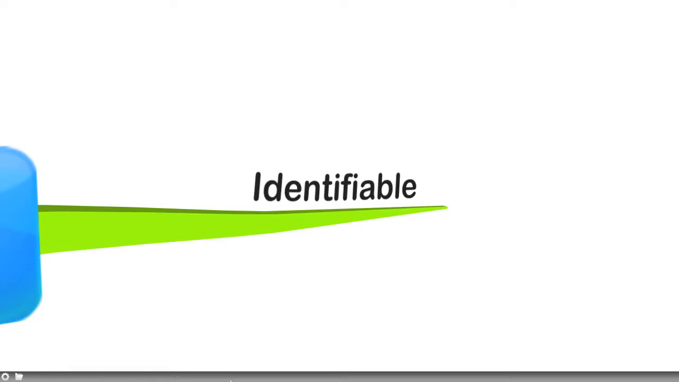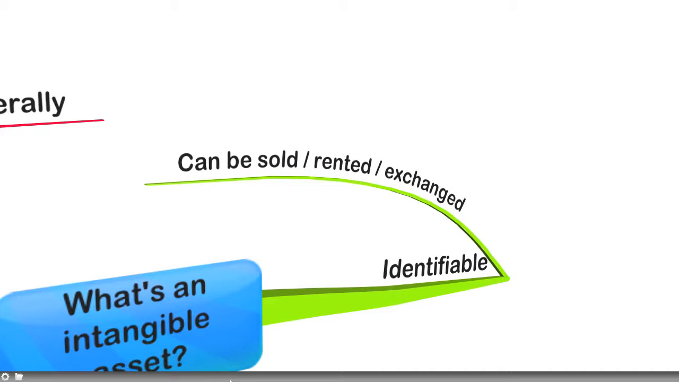Now, identifiable can be quite tricky, so this is where you need to pay attention. Identifiable means, firstly, that it's one of two things. One, that it's separable, and separable means it can be sold or rented on its own, as opposed to being part of a business. So, for example, if you've got a brand that can be sold on its own, then great, that can be an intangible asset. But if the brand is really within the business and can't be sold on its own, then it can't be an intangible asset. So it must be something that can be sold on its own.